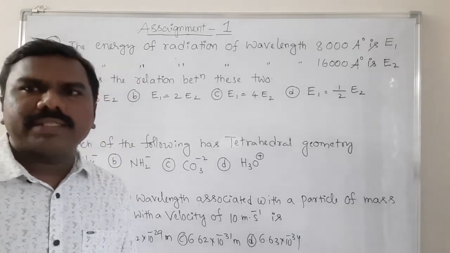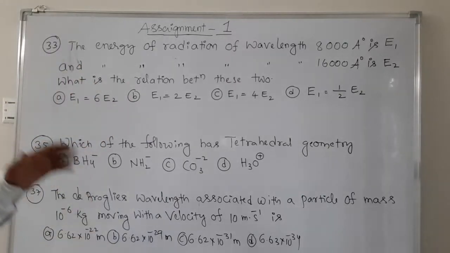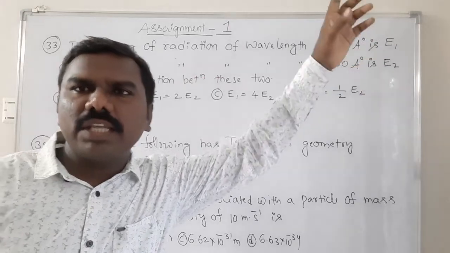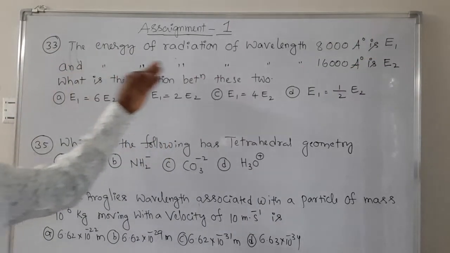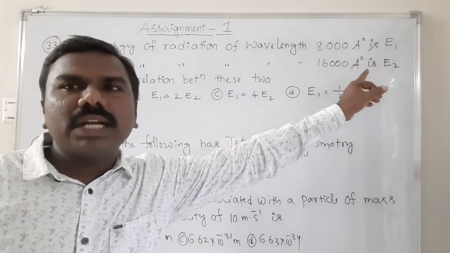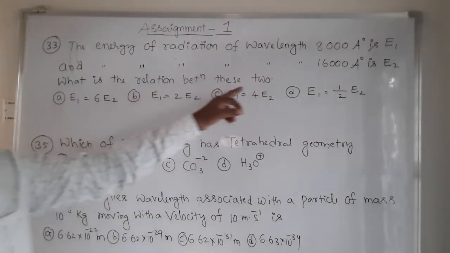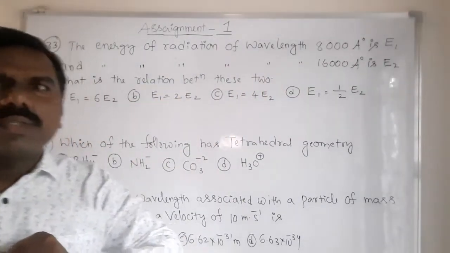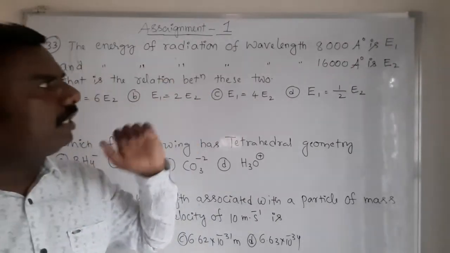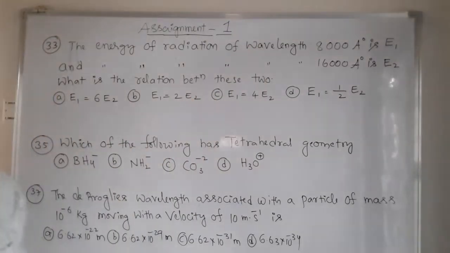Okay, students. Next bit is bit number 33. The energy of radiation of wavelength 800 angstrom unit is E1, and the energy of radiation of wavelength 16,000 angstrom unit is E2. What is the relation between these two? So they gave two wavelengths, one is 8,000, another one is 16,000. Energy will be E1 and E2, and the relation they are expecting.